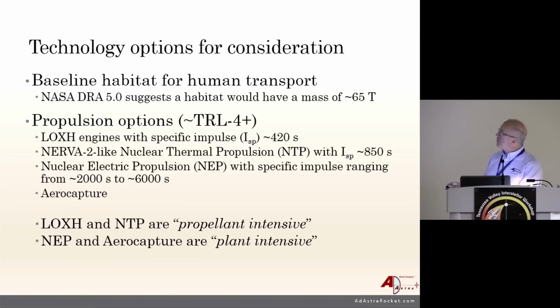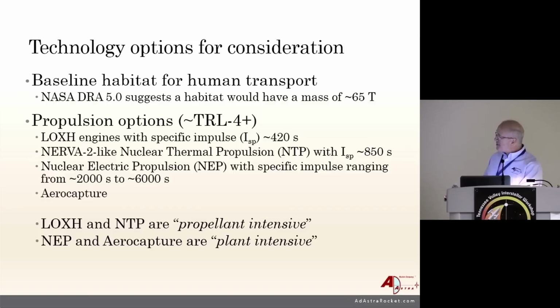You can then switch to nuclear. I should say also solar here, but solar probably doesn't give you enough power to take people. So I'm looking really at nuclear electric. There you can get specific impulse ranges from 2,000 seconds up to 6,000 seconds or even higher if you need that. And you also want to look at aerocapture. People are looking at aerocapture a lot. It does help save propellant, because you have to stop. You can't just go and not stop. You'd just keep on going when you go to Mars.